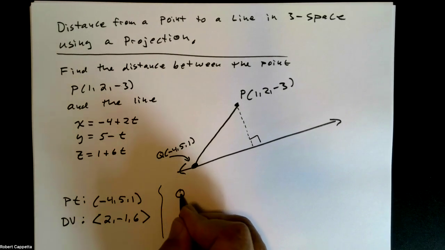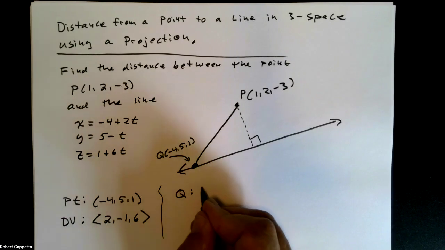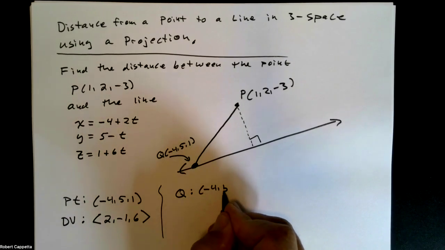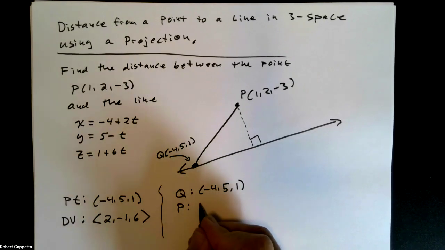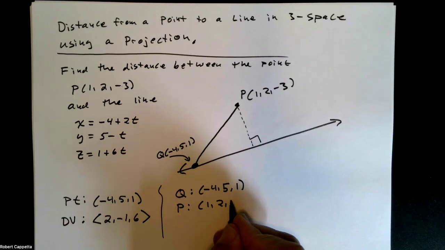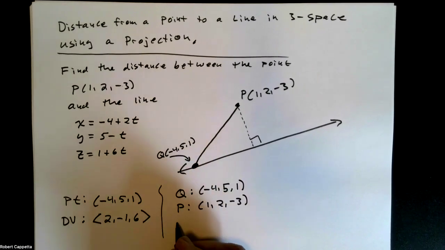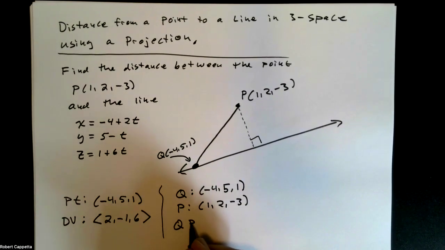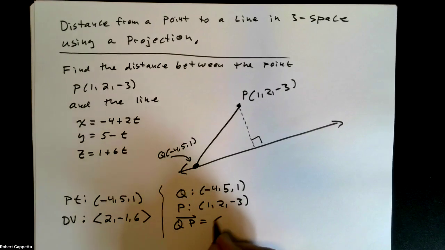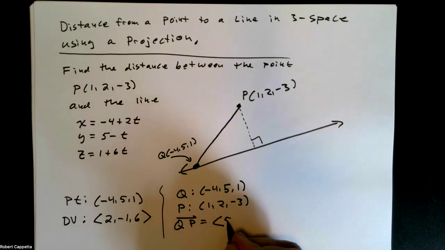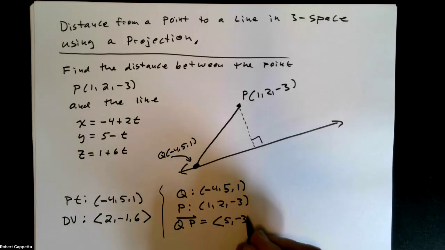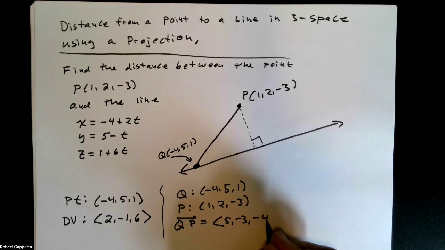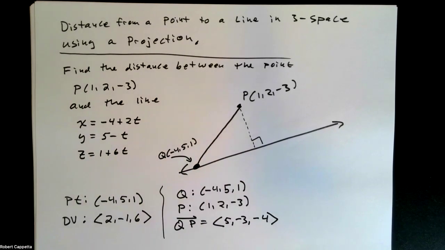So we have the point Q, which is (-4, 5, 1). You have the point P, which is (1, 2, -3). What is the vector from Q to P? From -4 to 1 is up 5. From 5 to 2 goes down 3. From 1 to -3 goes down 4. So we have QP, and we have the direction vector.